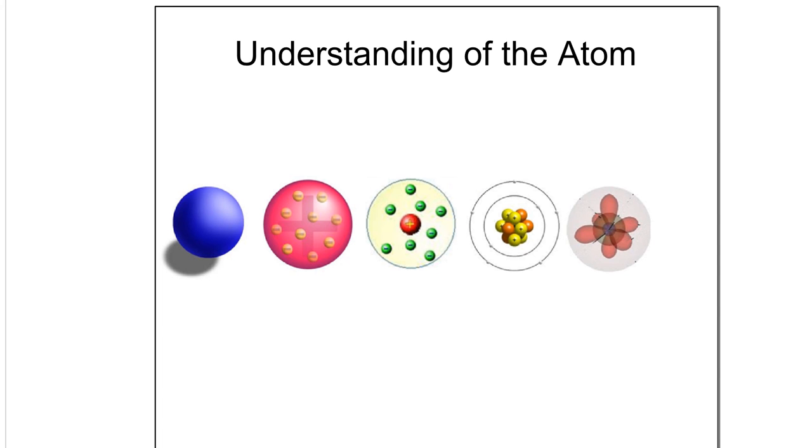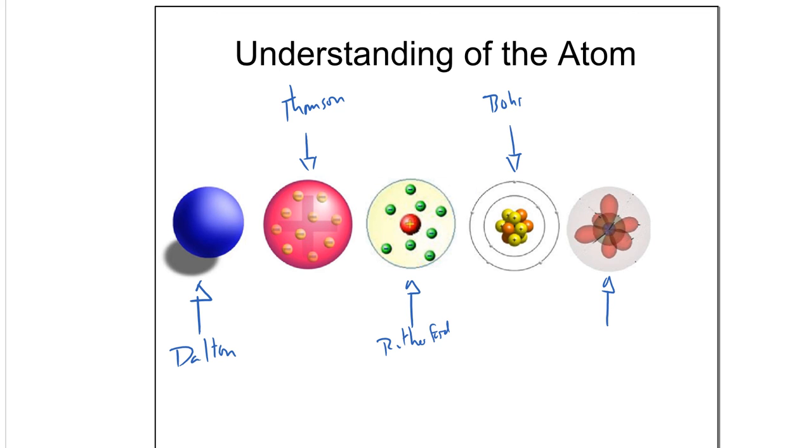In our understanding of the atom, we've progressed from a hard, unbreakable sphere of John Dalton to the plum pudding model of J.J. Thomson, to then a small nucleus model of Ernest Rutherford, most recently to this quantum view of Niels Bohr, and then what we'll look forward to is the orbital model of Erwin Schrodinger and Louis de Broglie.